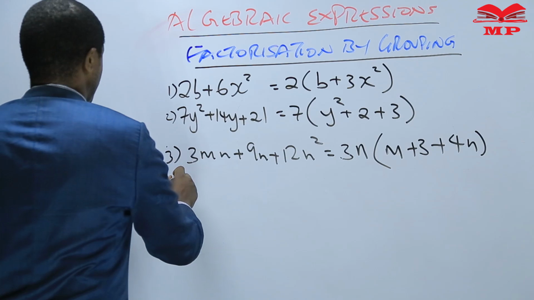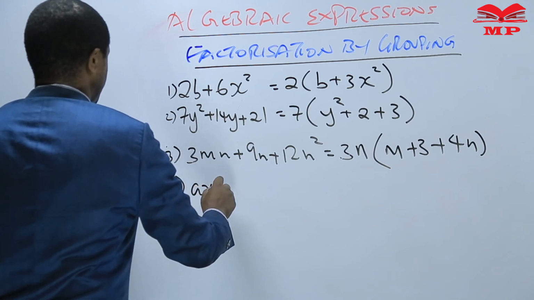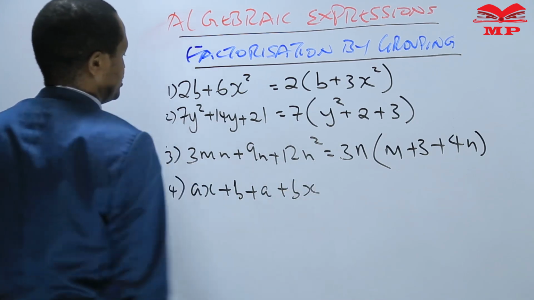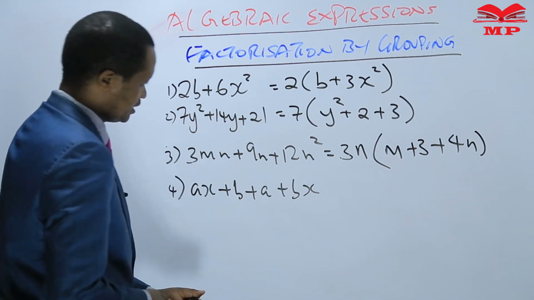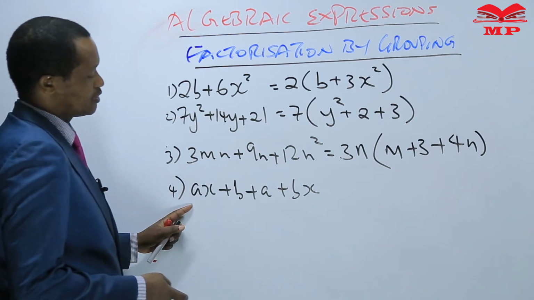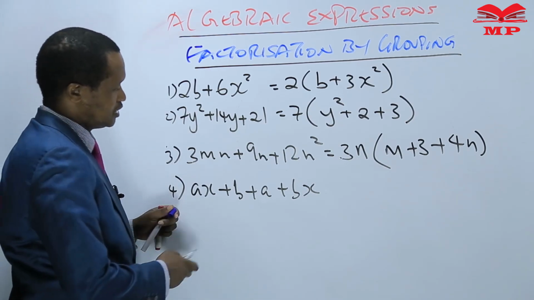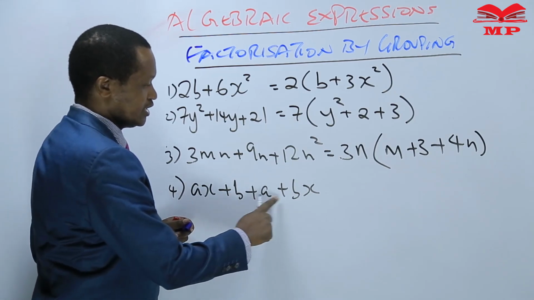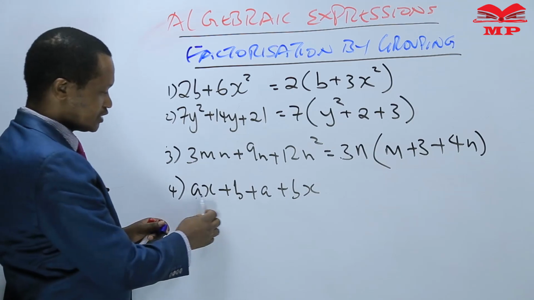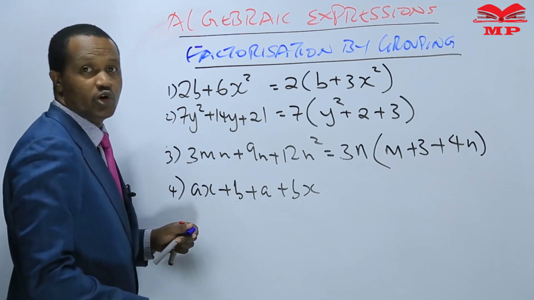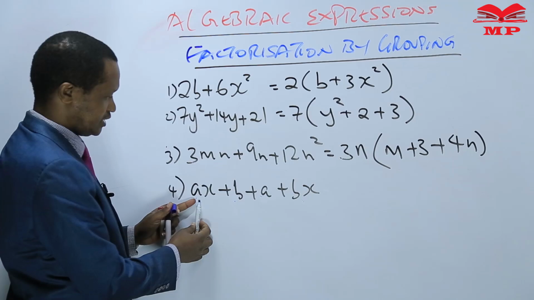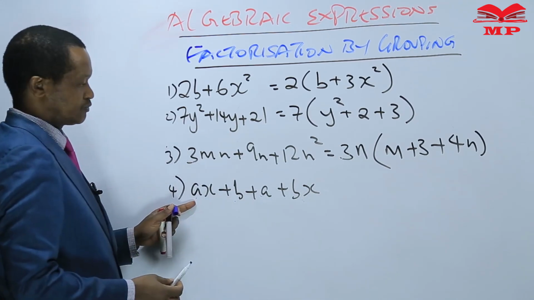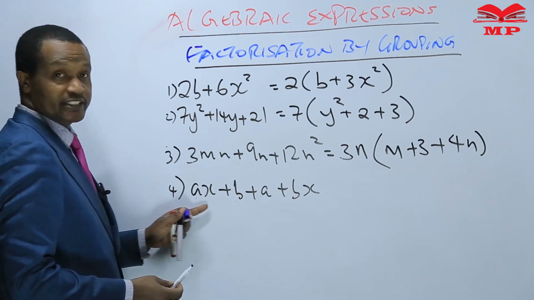Example number 4, ax plus b plus a plus bx. Learners, in this example, you can see that there are 4 terms: ax, b, a, and bx. Out of these 4 terms, there is no common factor. But we can still factorize.